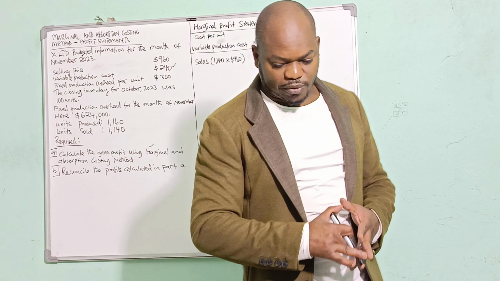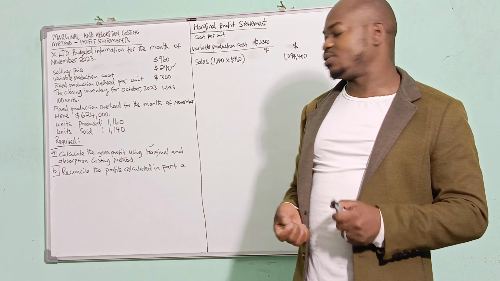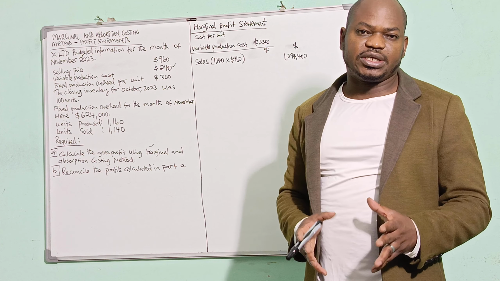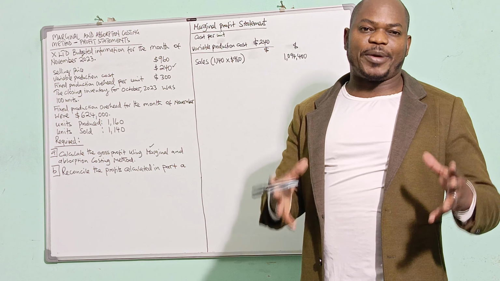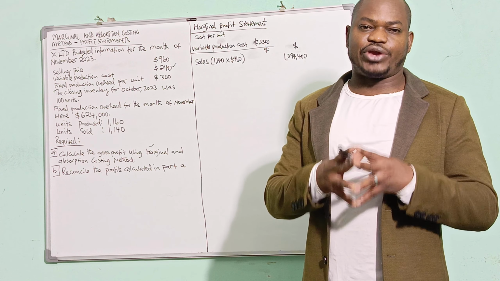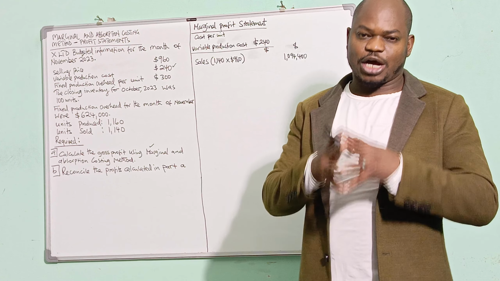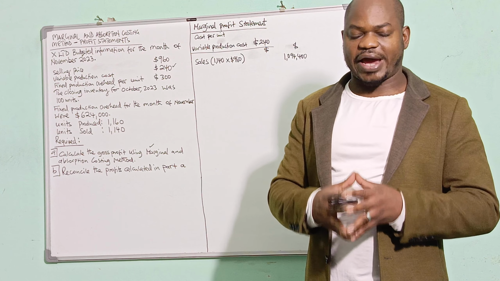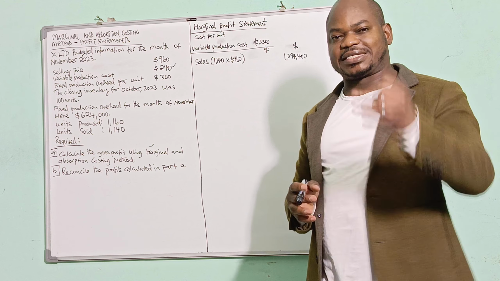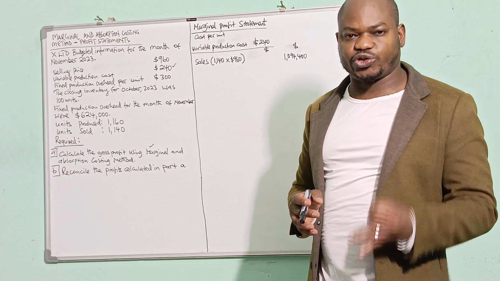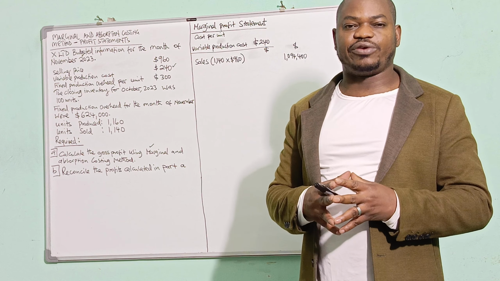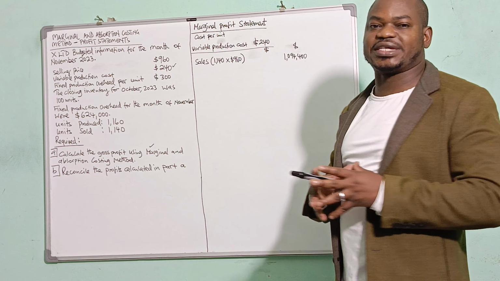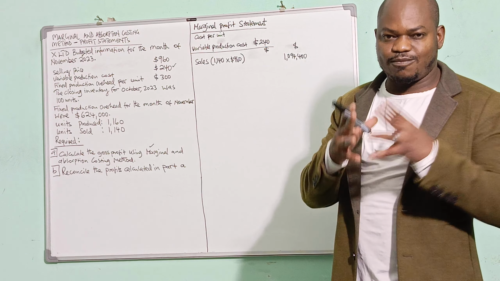How do we prepare the profit statements? It is basically sales minus cost of goods sold, and the cost of goods sold is calculated by saying opening inventory plus production or purchases minus closing inventory. That's how we calculate the cost of goods sold. Once we calculate the cost of goods sold, we remove it from the sales to get the gross profit. Let's see.